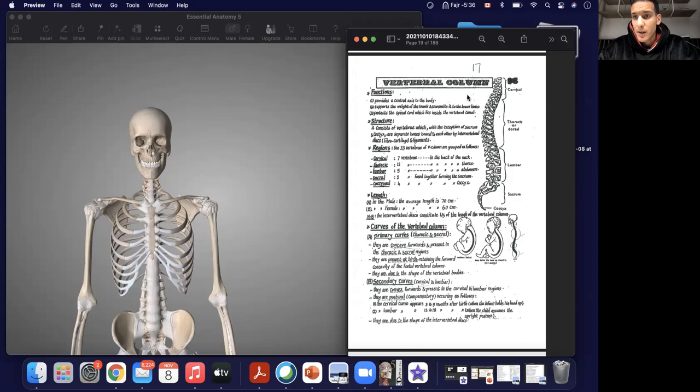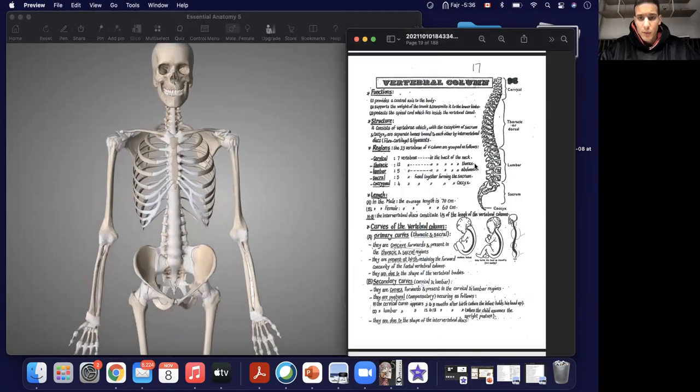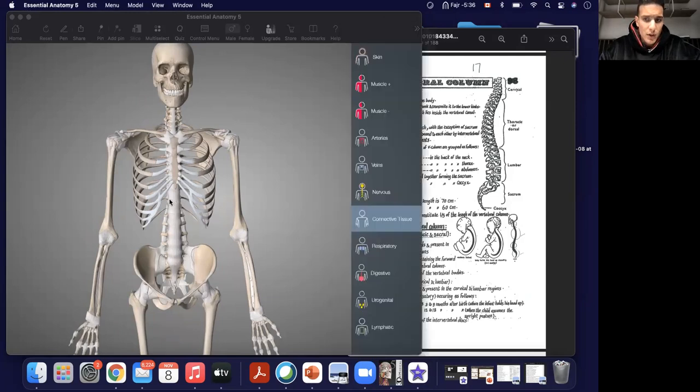Regions, we have to describe that it's cervical, thoracic, lumbar, and sacrum. For the cervical, there are 7 vertebrae. For the thoracic, there's 12 vertebrae. For the lumbar, there's 5. For the sacral, 5, but they're fused. And for the coccygeal, there's 4. The length, we don't really need this very much, but then we have to just dive into the curves.